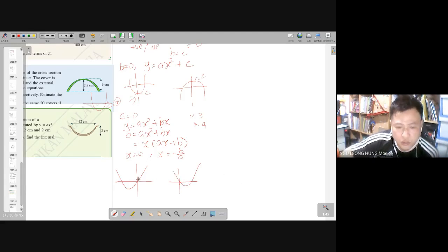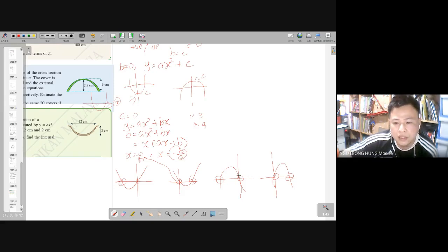Okay, which means you see, this is a 0, this one. This one also 0, this one. So another one is this one. If a is negative, it will be upside down like this one, or like this. This is 0. Then another one is another value.